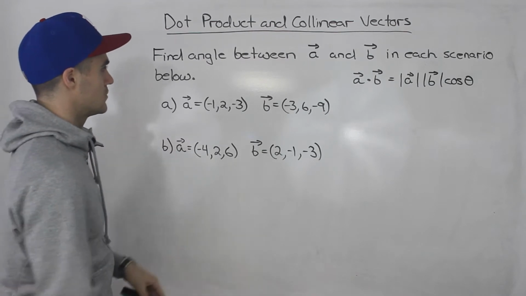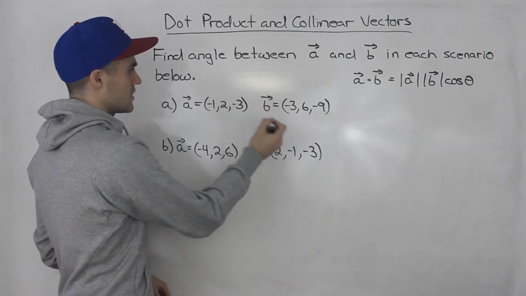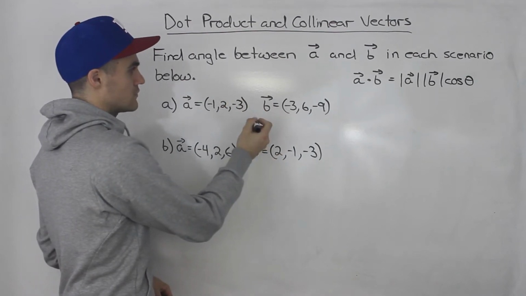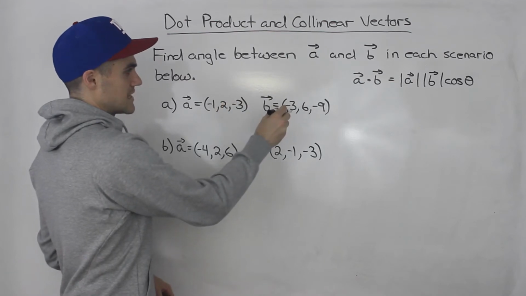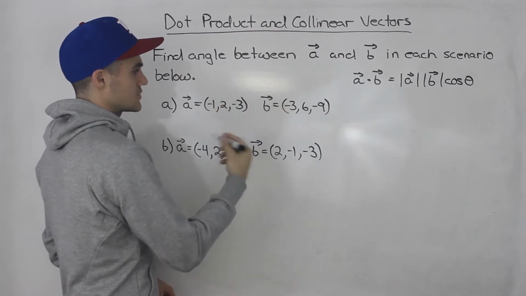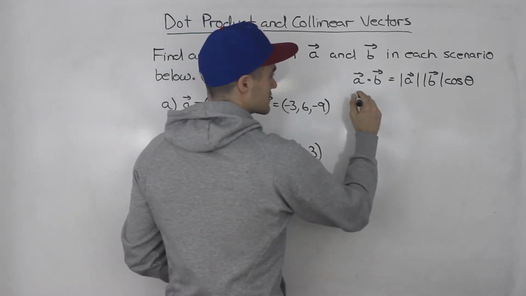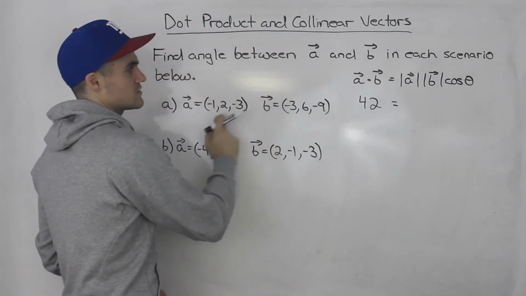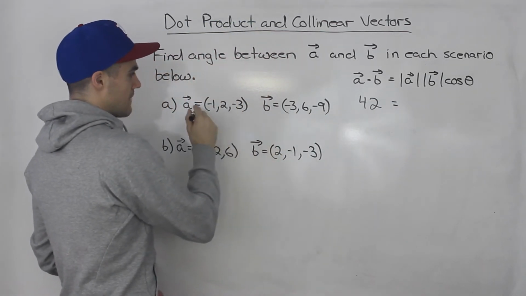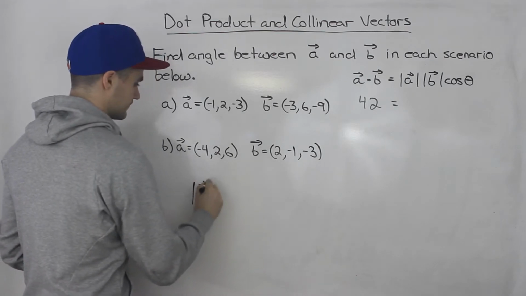So A dot B would be -1 times -3, which is +3, plus 6 times 2, 12, so 3 plus 12 is 15. Then -3 times 9 is -27. So 15 plus -27... that gives us 42. So that is the dot product of these two vectors. Then the magnitude of A, so let's do that down here.